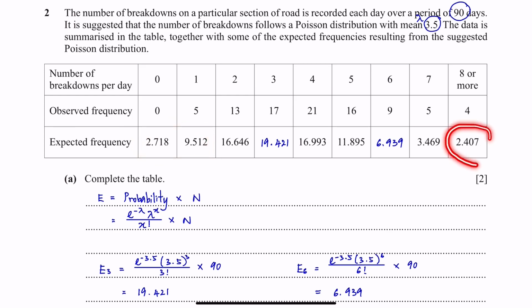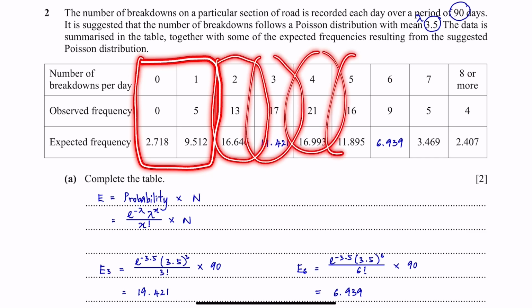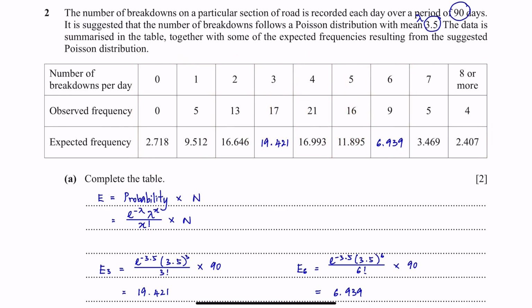And for 8 or more, when x equals 8 or more, this is also less than 5, and x equals 7 is also less than 5. So after combining, we have 5 point something. So this is more than 5, and we're also good to go. So our new table would have 1, 2, 3, 4, 5, 6, 7 rows. Alright, only 7 rows. So let me draw out the table.